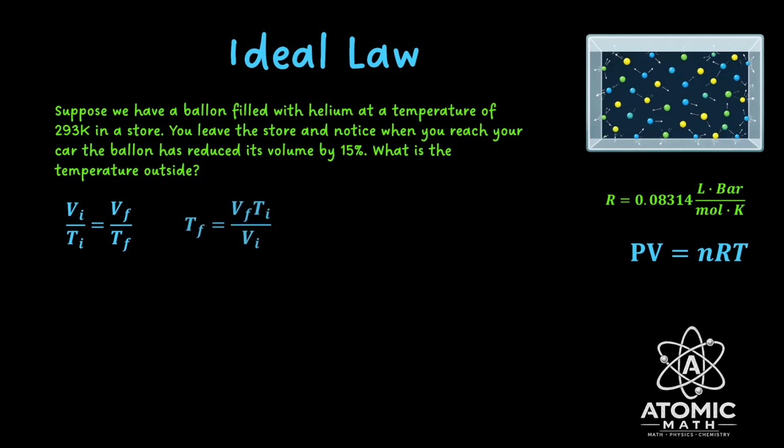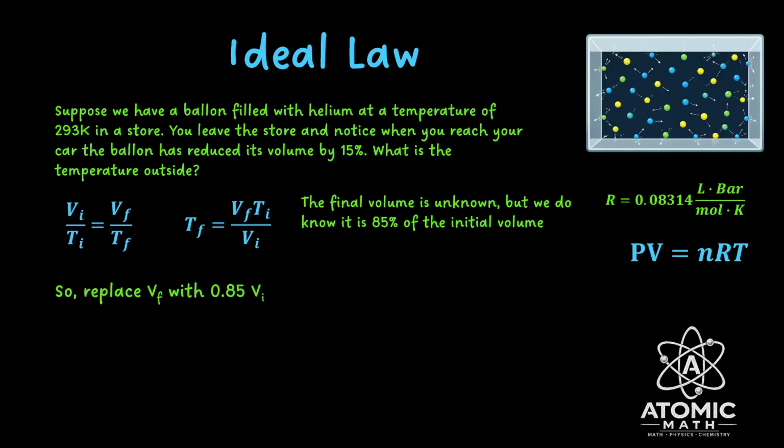Well, let's rearrange this equation because we know that we want to solve for the final temperature. Now, the final volume is unknown, but we do know that it is 85% of the initial volume. So we can replace the V final with 0.85 V initial. And then we have this. And of course, the V initials can just cancel. And what I'm left with is the final temperature is equal to 0.85 times the initial temperature, which was 293.